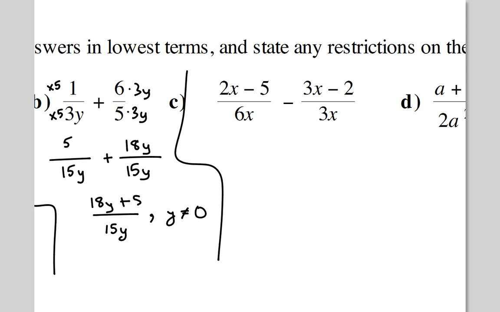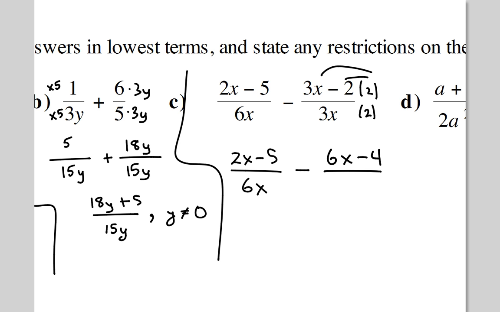So ask yourself, what's similar? What's different? X and x are similar. What's different? 3 and 6. So what do I need to do to the right denominator? Times by 2. What do we have? 2x minus 5 over 6x. Didn't even touch that. Over here we must distribute. We have 6x minus 4 over 6x.